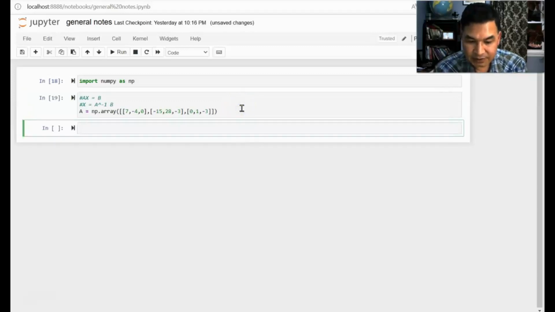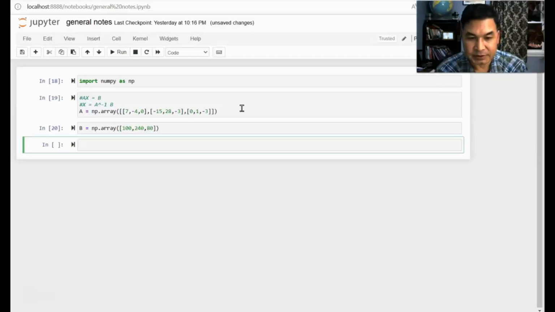And now I have to define a second matrix, which is B, the right hand side. So np.array, we just need our list, and those are 100, from the 3 equations, the right hand side of the equation, 240 and 80. So that's my B, let's say.